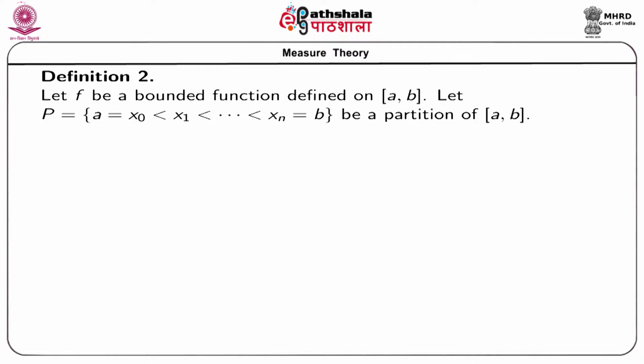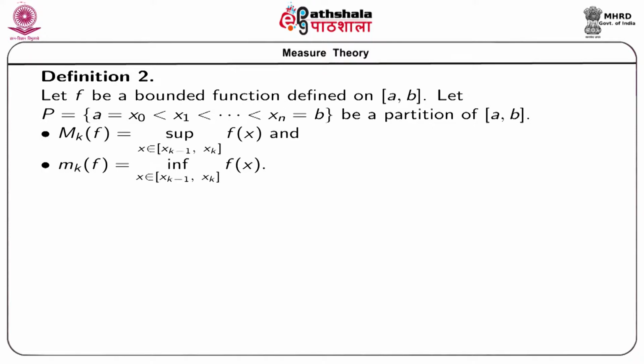Let f be a bounded function defined on closed interval [a, b], and let P: a = x_0 < x_1 < ... < x_n = b be a partition of closed interval [a, b]. As always, let us denote by capital M_k(f) the supremum of f(x) for x belonging to closed interval [x_{k-1}, x_k], and small m_k(f) as the infimum of f(x) for x belonging to closed interval [x_{k-1}, x_k].